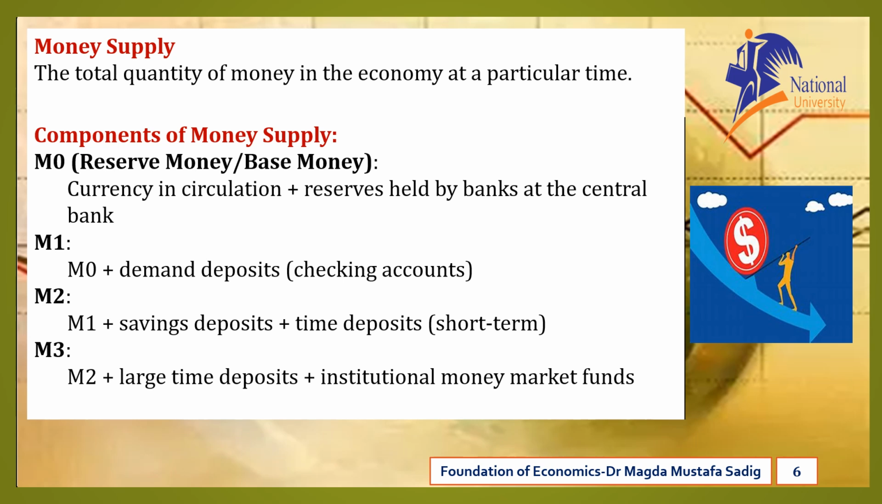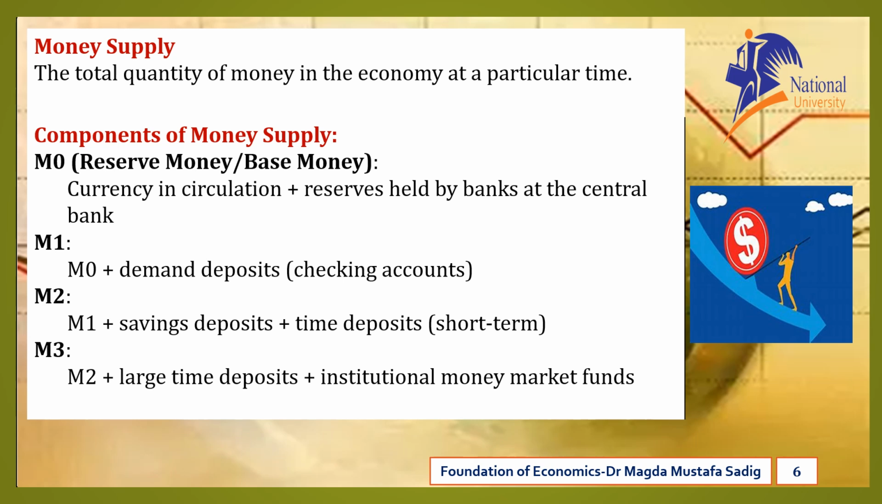Understanding the different types or measures of money supply helps economists and central banks monitor and manage economic activity. So let us look at the four main measures of the money supply from the narrowest to the broadest. M0, reserve money, base money. This is the most basic form of money, also called high-powered money.